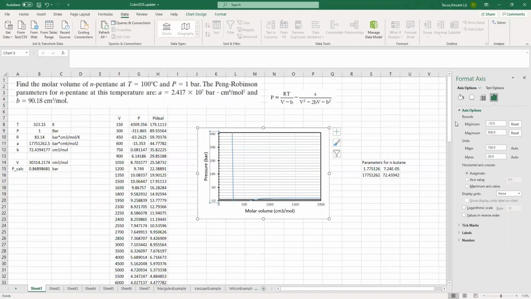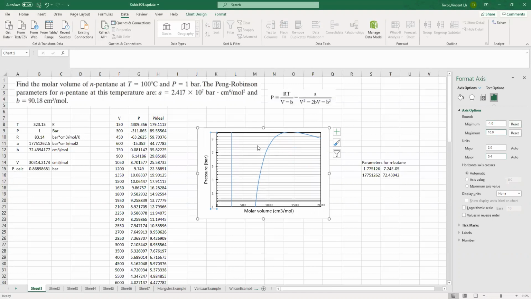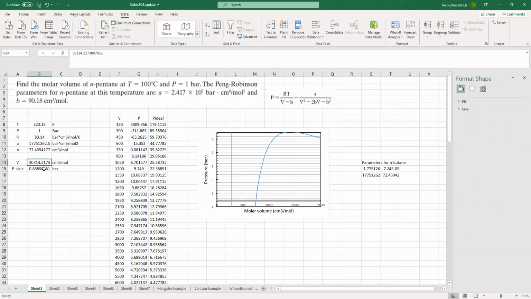And for pressure, I have no reason to do that high of pressure. So maybe -1 to 10. Okay, so this is going to tell me now that I know that my vapor pressure has to be 4 bar. So what is my molar volume at those points? So it's giving me, oh, I know, my P calc was about 4 bar.